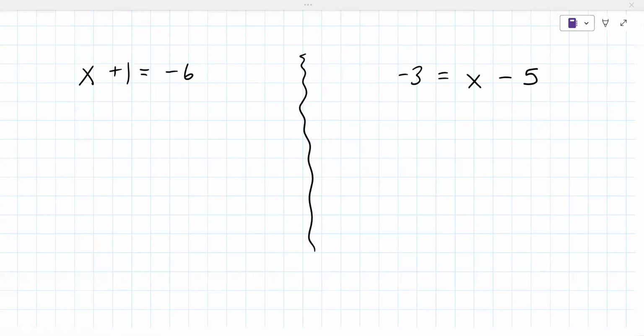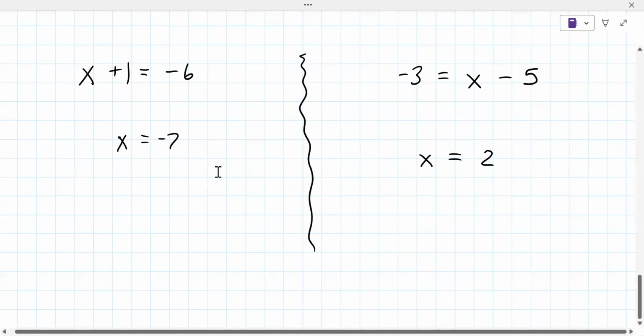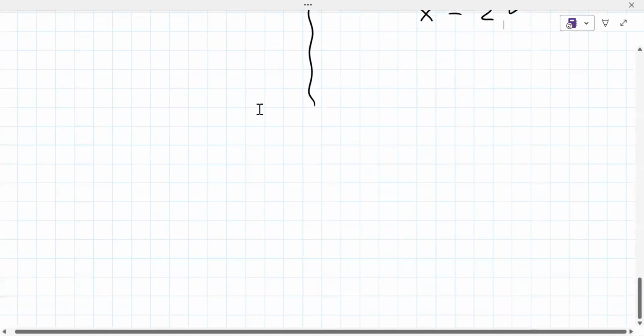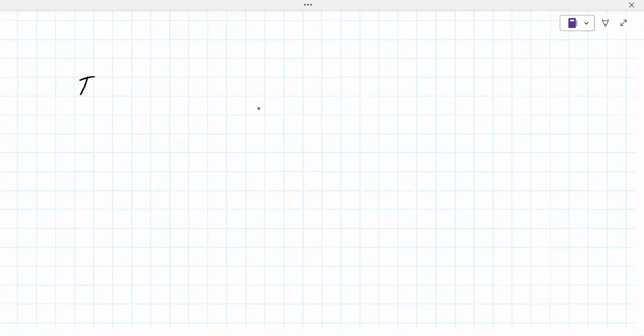Number 1 is -7. Number 2 is 2. Are these your answers? Yeah. All right, this is correct. And this one is also correct. Good. So we talked last time about 2-step equations, or we started to get into those.